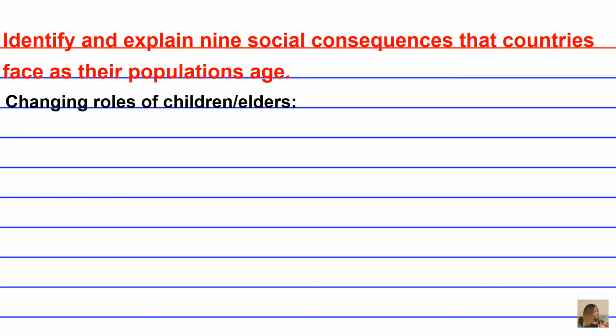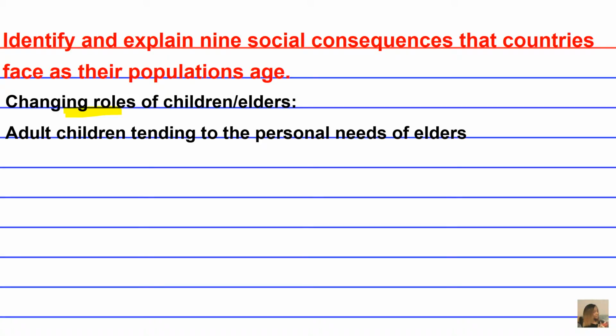First thing we'll discuss is the changing roles of children versus their elders. So, one consequence that an aging population faces is that adult children begin tending to the personal needs of elders. Okay.